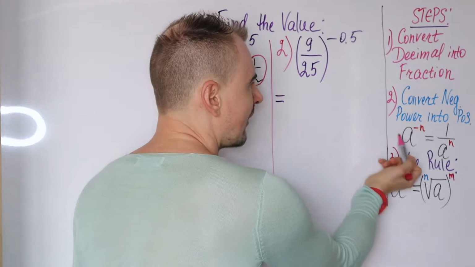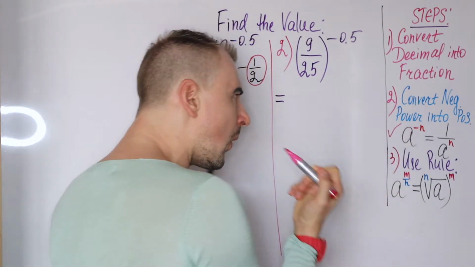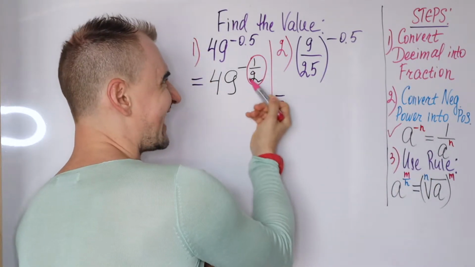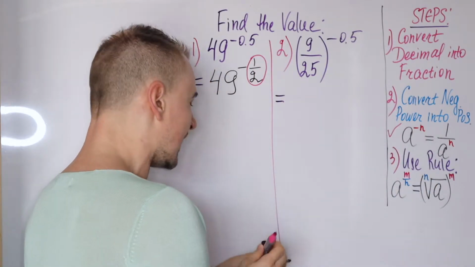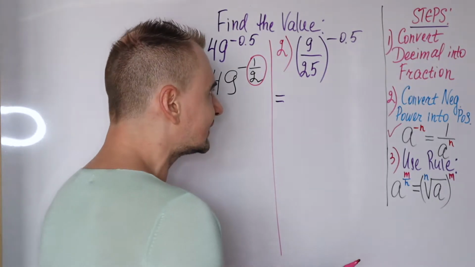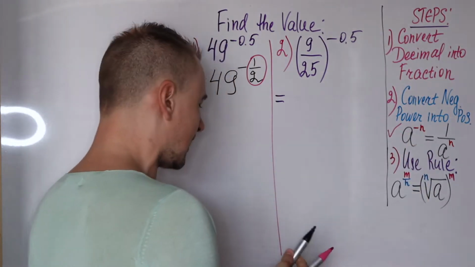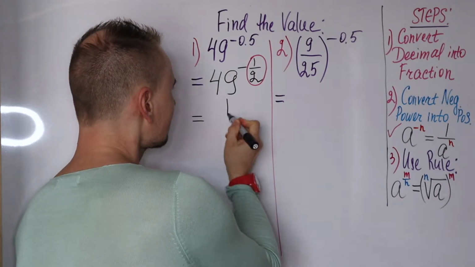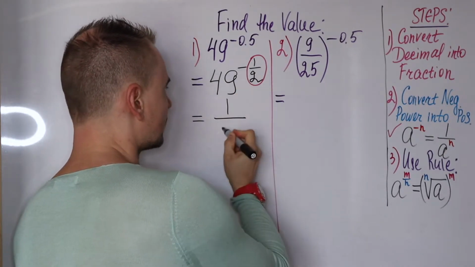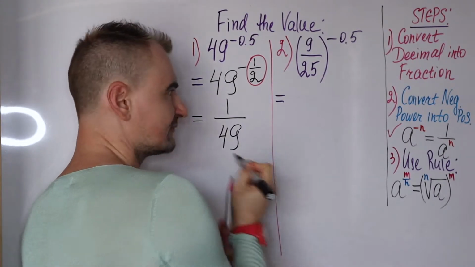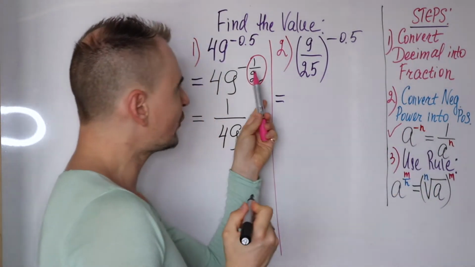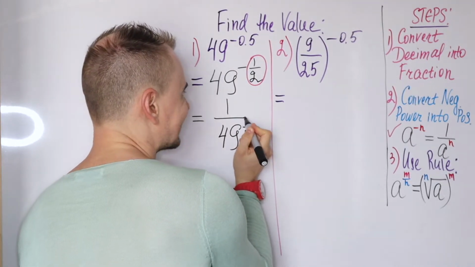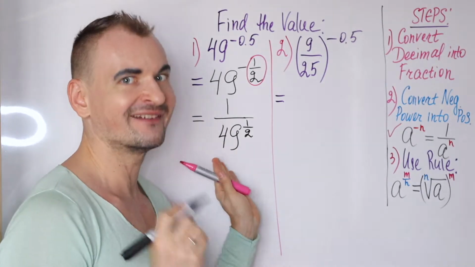So I'm going to use this property, and all you can do is match. Your n is precisely a half. So I'm going to rewrite this power and convert it into a positive. So it becomes just 1 over your base number, which is 49, goes on bottom. So it's your a, and your n is a half. So this power goes as a power for 49.